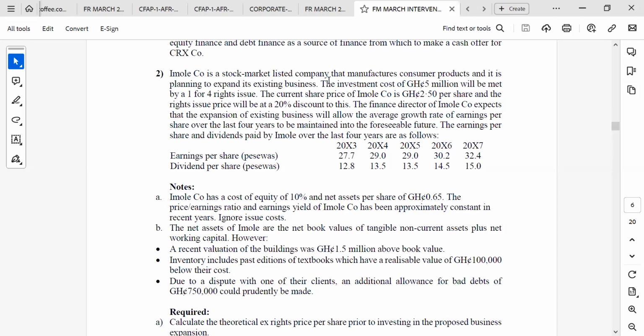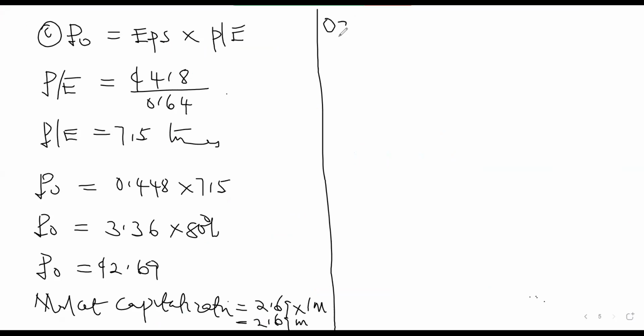What are we doing the rights issue for? For an investment that will cost 5 million Ghana cedis, isn't it? So we are doing the rights issue to be able to get this amount of money. But we can find the theoretical ex-rights price using another approach, so let's just utilize that particular approach and move on.